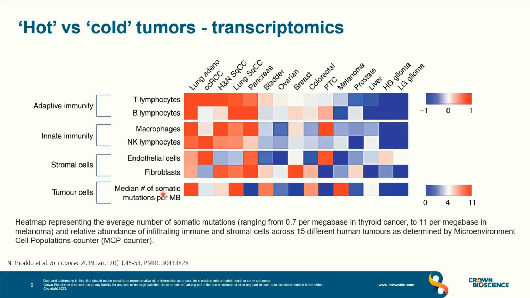Based on the abundance of adaptive and innate immune cells, the tumor types in this heat map were classified as hot, with relatively high abundance, or cold, with relatively low abundance of immune cells in the TME. Interestingly, the number of somatic mutations in the tumor cells does not always correlate with the degree of its infiltration by the immune cells.